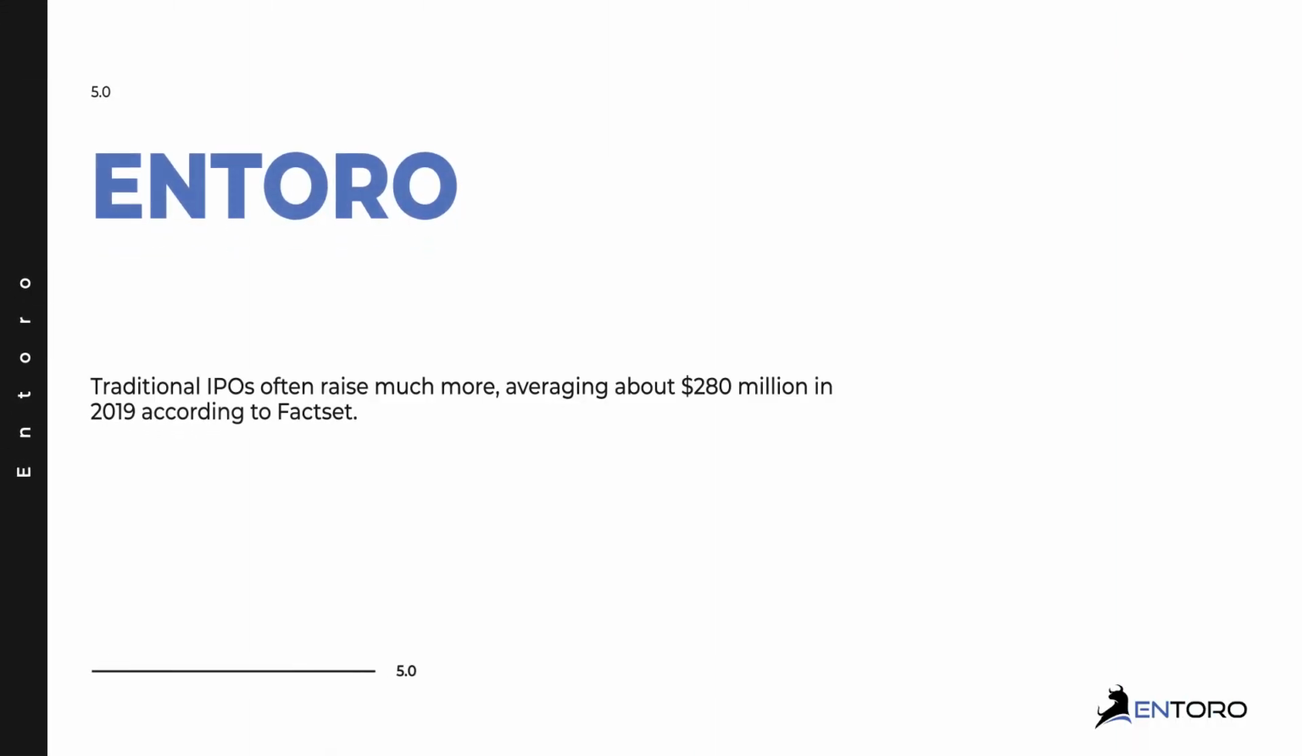Traditional IPOs often raise much more, averaging about $280 million in 2019 according to FactSet. As such, this path can be a great option for smaller companies who want to enter the public markets, and many issuers conduct a Reg A with the intentions of uplisting once the initial fundraising is complete.